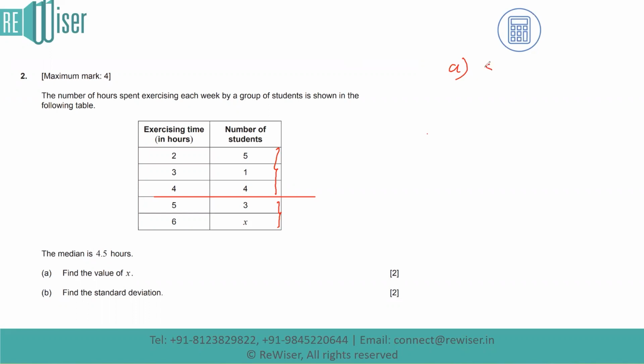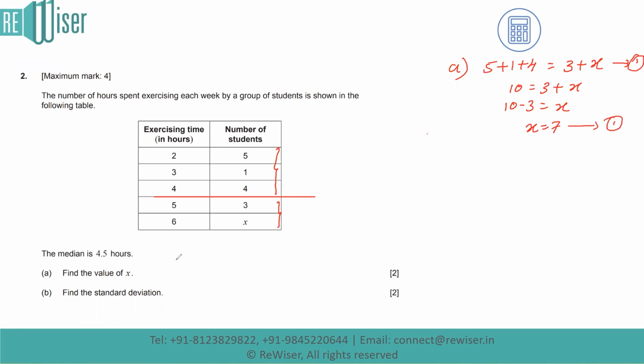So for part A, 5 plus 1 plus 4 must be equal to 3 plus x. From here, if I solve for x, this is going to be 10 equals 3 plus x. And when 3 comes to the left-hand side, it's going to be 10 minus 3 equals x. So that is the reason the value of x is 7. And this would give you 2 marks. 1 mark is for showing this particular step, and another mark is for getting the final answer correct.